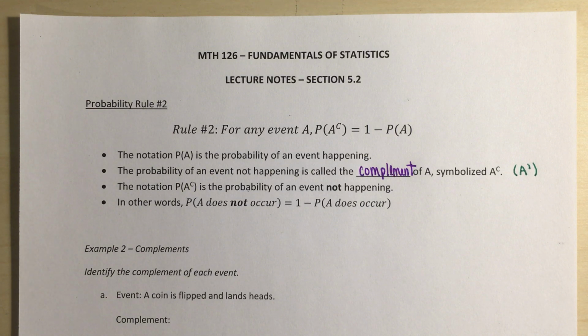So whenever we're looking at two different events, our probability of our event happening and our probability of our event not happening should add up to 1. Because either it happens or it doesn't. So it needs to add up to 100%. So if we want to find the probability of it not happening, we're going to subtract the probability that it does happen from 1 or 100%.